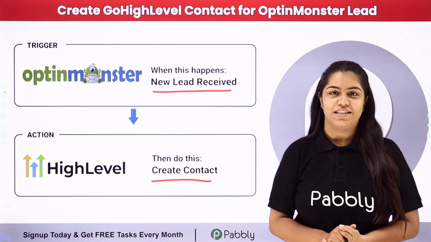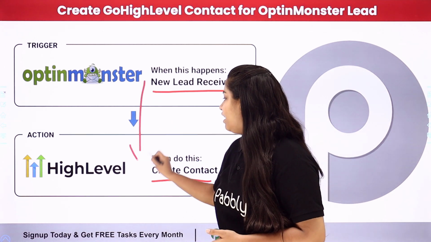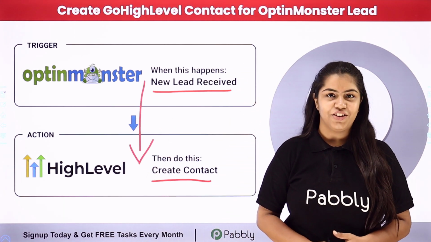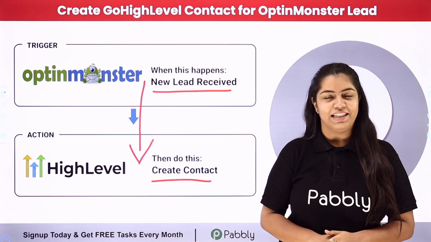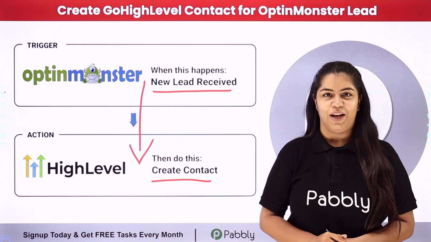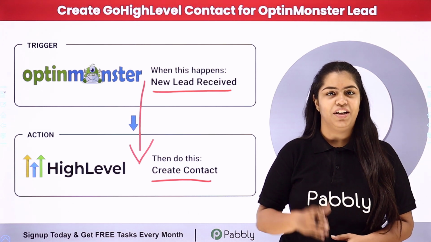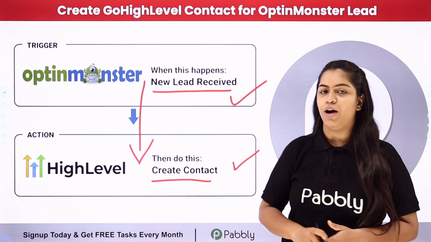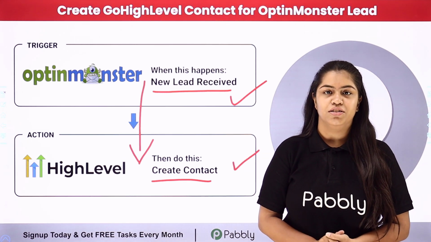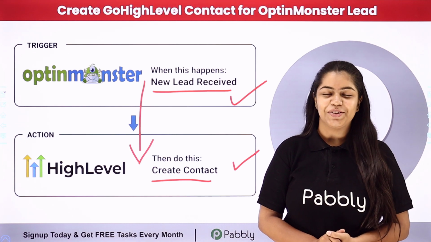For this we are going to create a connection between OptinMonster and GoHighLevel. To create this connection without knowing any programming or coding language, we are going to use Pabbly Connect. It is an amazing automation software. So in Pabbly we have the concept of trigger and action. For trigger we are going to use OptinMonster, and for action we are using GoHighLevel. So if you also wish to learn this process step by step, follow me through the screen.